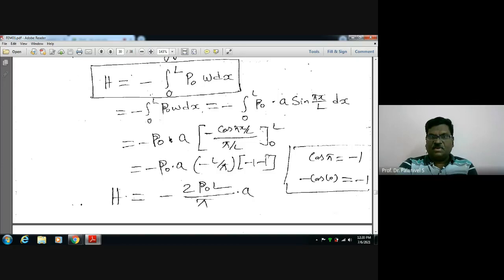Now I am applying the upper limit and lower limit for cos pi x by L alone. If I substitute L, cos pi is minus 1. If I apply the lower limit, I am getting cos 0, which is 1, so minus 1. That becomes minus 2. So finally, H equals minus 2, and with minus thrice I get minus only: minus 2 P naught L by pi into A. Finally, I am getting the work done by the external forces in this form.